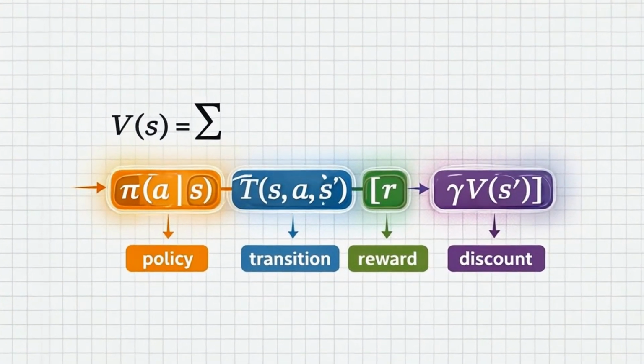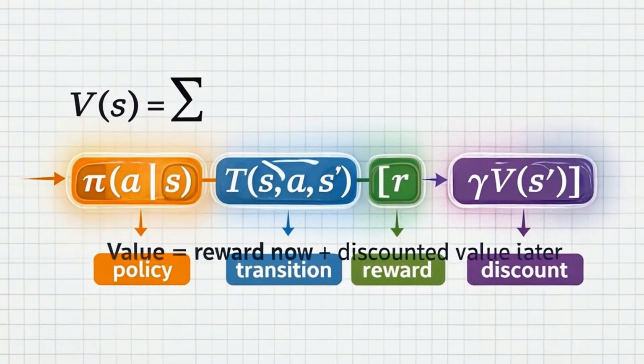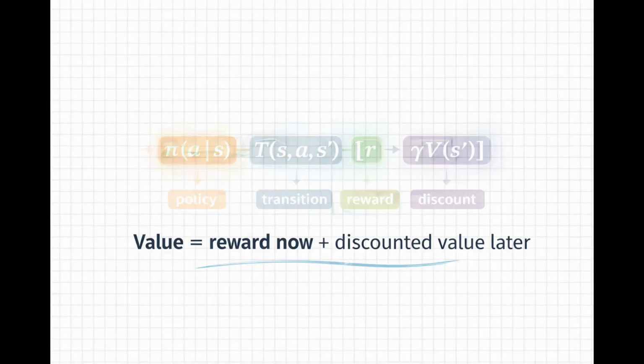You don't need to memorize the symbols. The meaning is the key. Value is an average of reward now plus value later. That sentence is what dynamic programming turns into an algorithm.